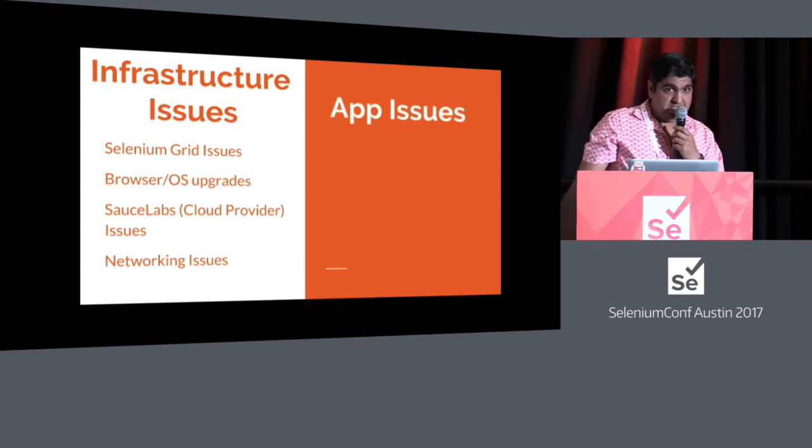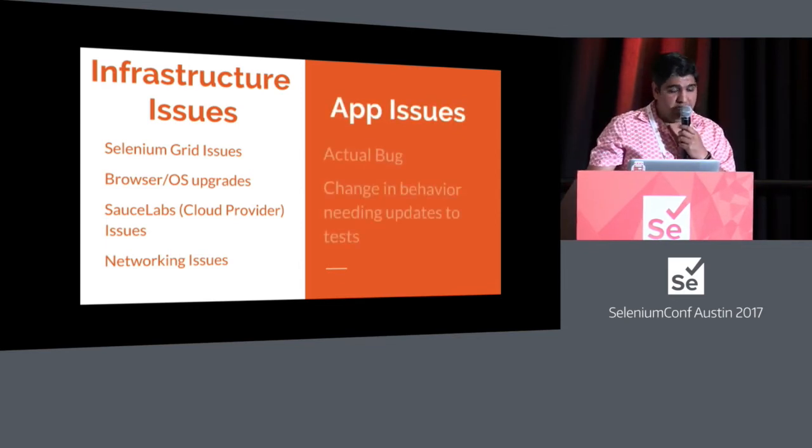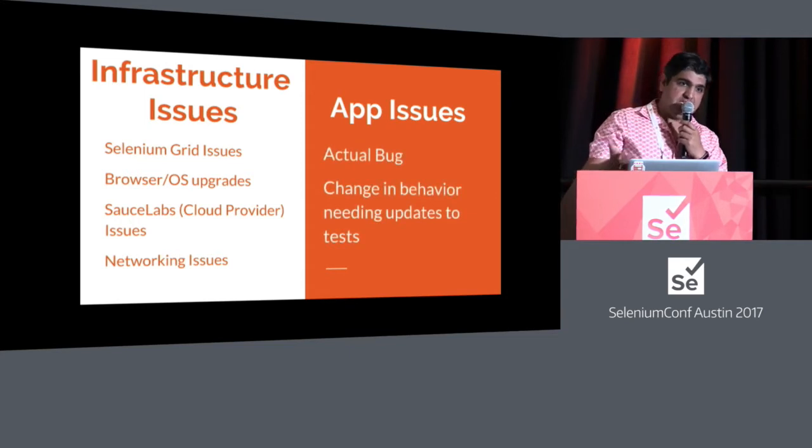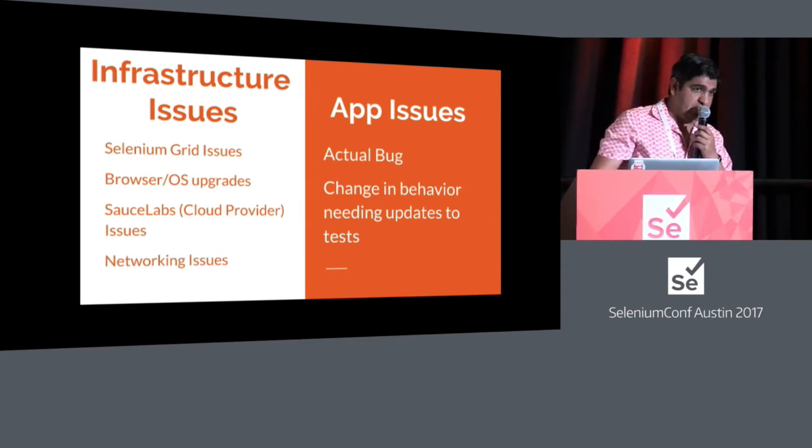The fourth category, which is essentially where we would want most of our test failures to fall under, is app issues. So if there is an actual bug, then the test is expected to fail. Or if the application changed and there is an update that is needed for the test, then we expect the test to fail in those scenarios as well.